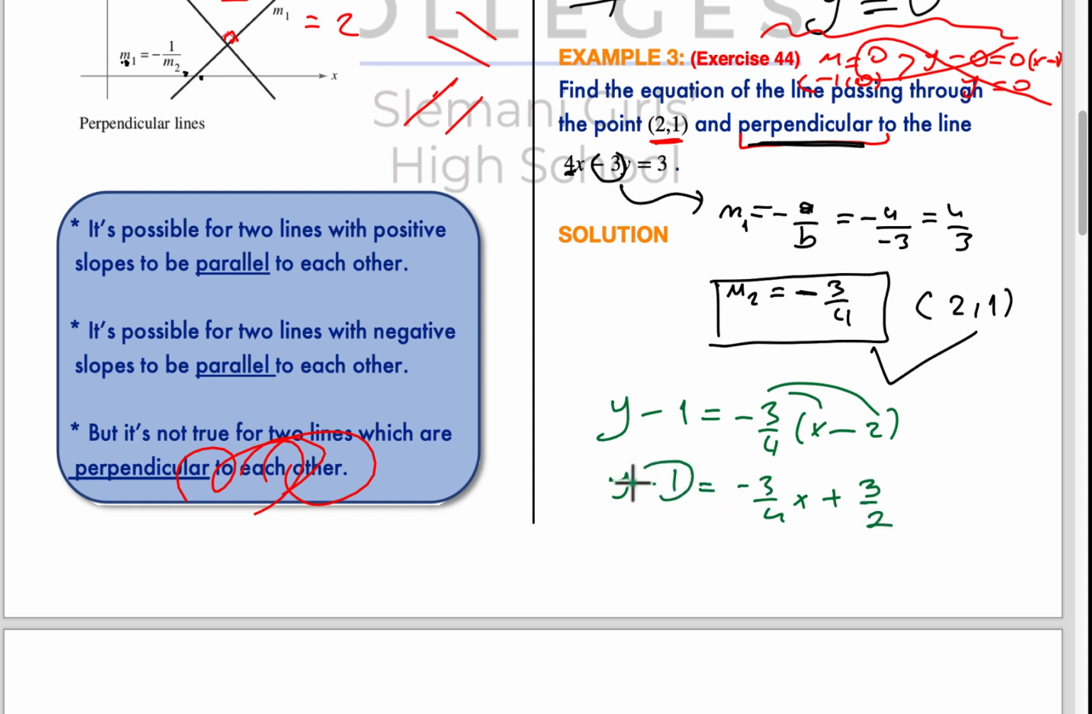And this negative 1 will be moved to the other side to isolate y. Y equals negative 3 over 4x plus 3 over 2 plus 1, 1 half plus 1, 2 and a half, which is 5 over 2. So this is my equation written in simplest form. So that's the way the question will give you the point. It will give you a line, and the question will tell you that the equation that you are going to write will be either parallel or perpendicular to the given line.